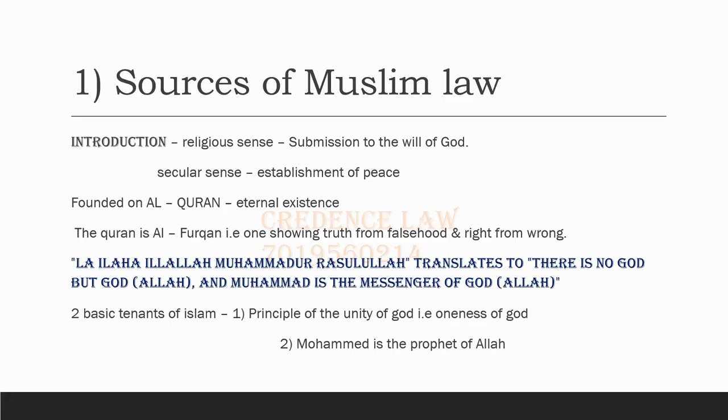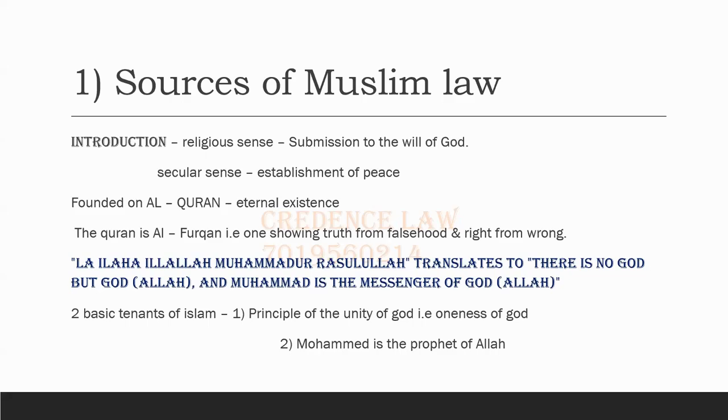And Islam can be understood in two senses. One is the religious sense, the other is the secular sense. From the religious sense, it is submitting to the will of God. And here, God is considered to be the legislator, and God alone is the legislator in Islam. Here they believe in the totality of Allah's command. And the Quran is considered to be the holy book.